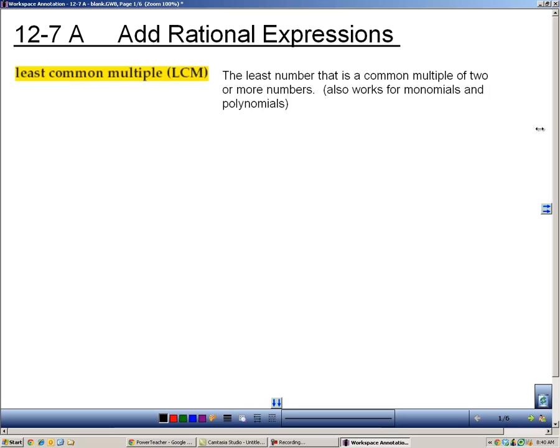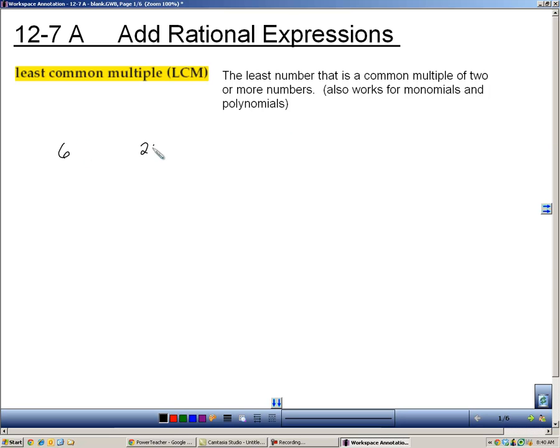Section 12.7a is about adding rational expressions again, except this time we're not going to have common denominators. So we're going to have to work to get them, and to do that, we need to learn about this idea of least common multiple. A lot of people confuse least common multiple with greatest common factor, so I'm going to try to show you the difference right now. The least common multiple is the least number that's a common multiple of two or more numbers. Now it also works with monomials and polynomials, but let's start with numbers right now.